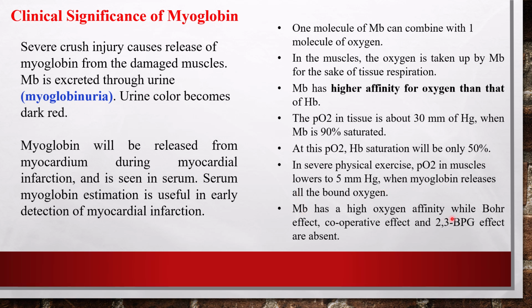Myoglobin has higher oxygen affinity, while Bohr effect, cooperative effect, and 2,3 BPG effects are absent, which are very much present and very much manifested by hemoglobin. We will subsequently discuss about it.